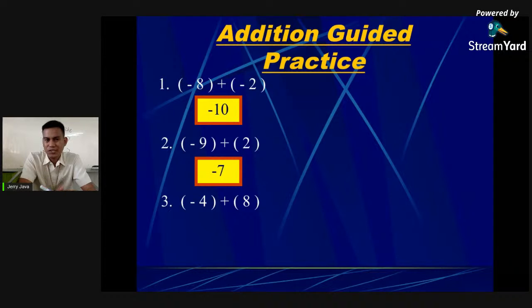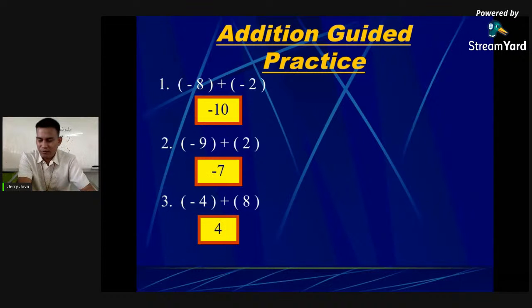And this is addition still, no? Addition pa rin tayo. So what are you going to do? You are going to subtract. So 8 minus 4 gives you 4. Now, what's the bigger number? Is it 4 or 8? It's 8. What's the sign of 8? Positive. So your answer is 4 or positive 4. Correct. Yay! The answer is positive 4.